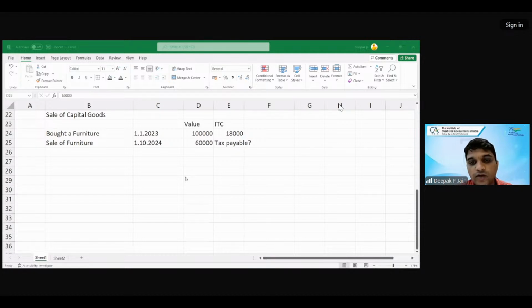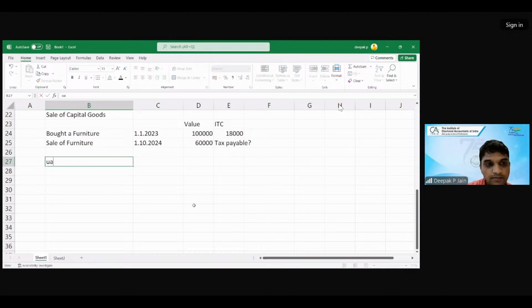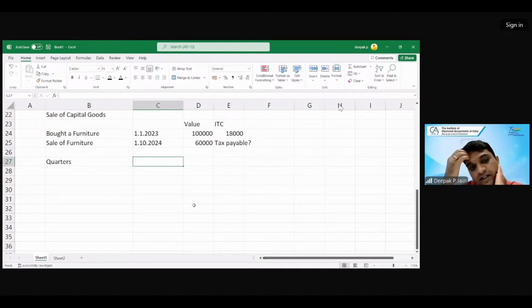I hope you're all doing the calculation. Okay, let me help you. It says that ITC availed less 5% per quarter of a year or part thereof. So how many quarters are completed? From January 23 to October 24. In 23 you have 4 quarters and in 24 another 4 quarters.